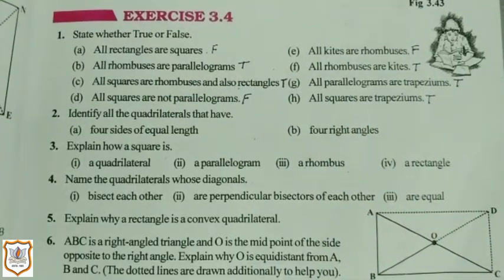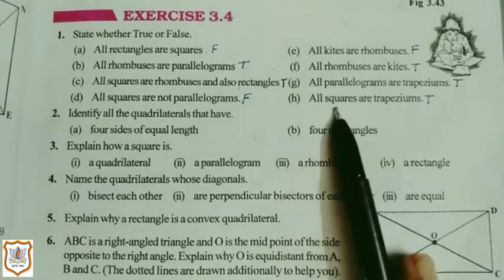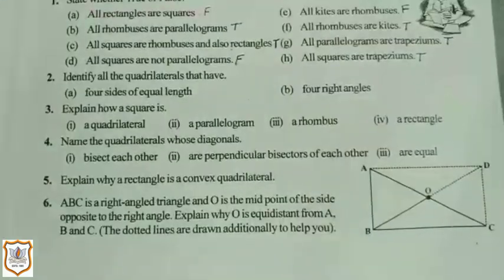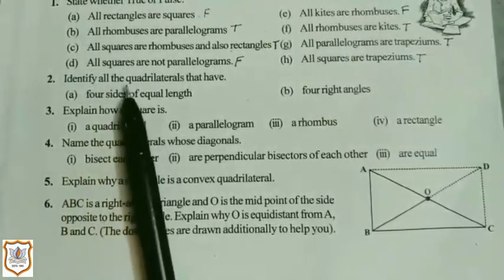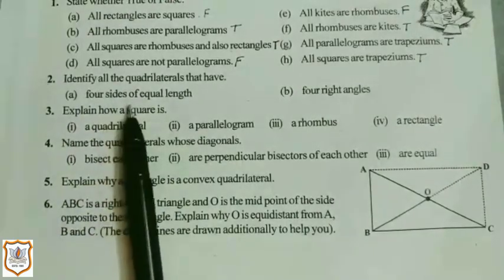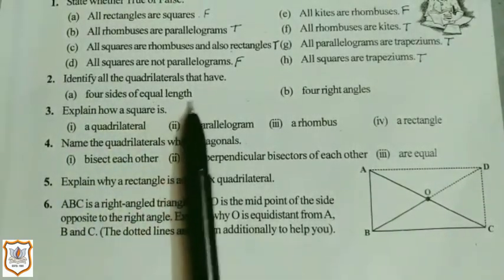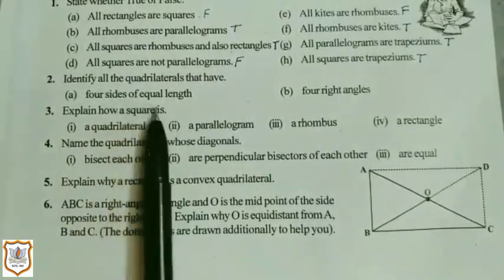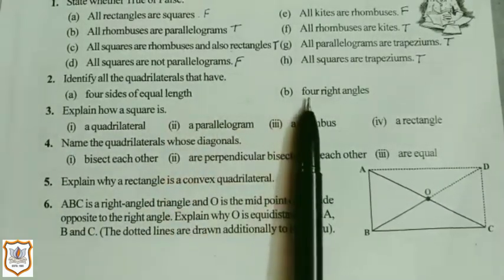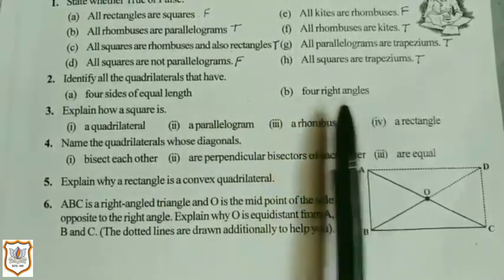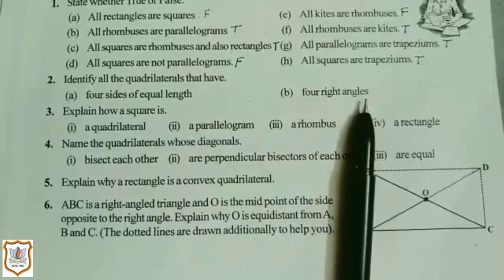Because a trapezium is a quadrilateral with a pair of parallel sides, and in a square both pairs are parallel. Clear? Next is, identify all the quadrilaterals that have first, 4 sides of equal length. So students, as you know, rhombus and square have 4 sides of equal length. B, 4 right angles. Students, square and rectangles have 4 right angles.